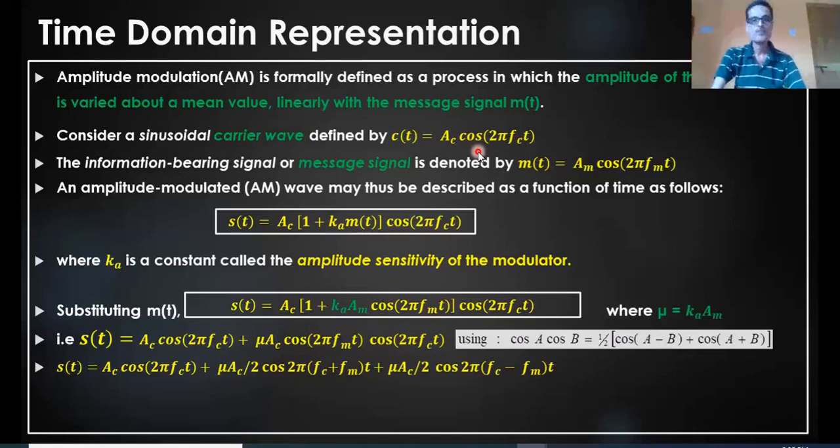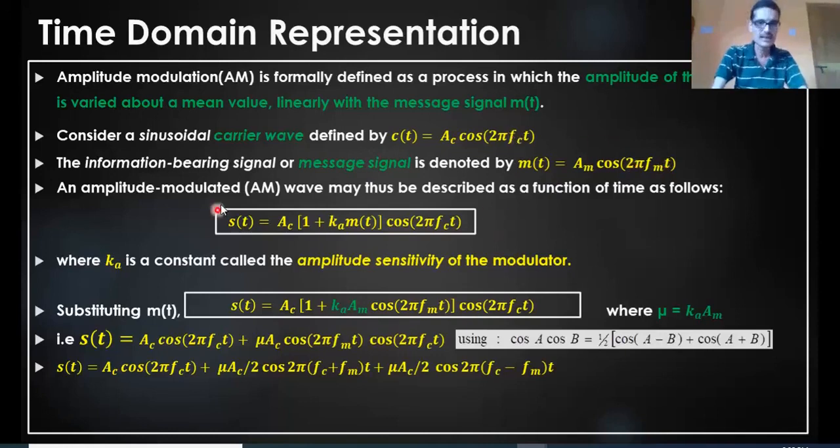Now, let us consider one more signal, that is a message signal or information bearing signal. That means it's an information signal or a message signal or a low pass signal, which is represented by m of t equal to Am cos 2 pi fm t. This is our message signal. This is the carrier signal.